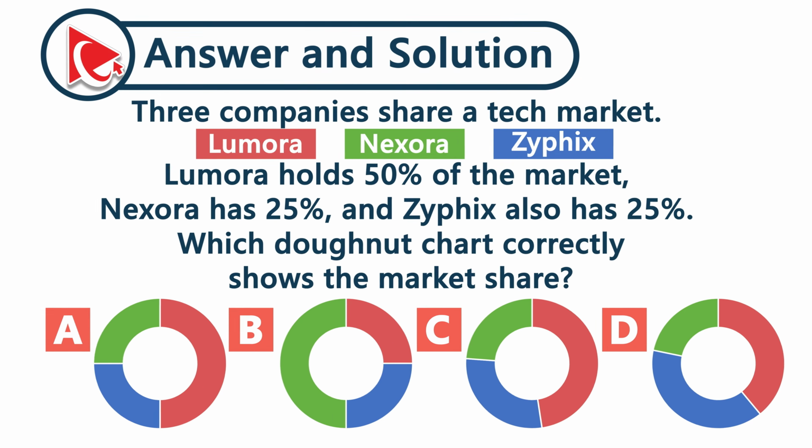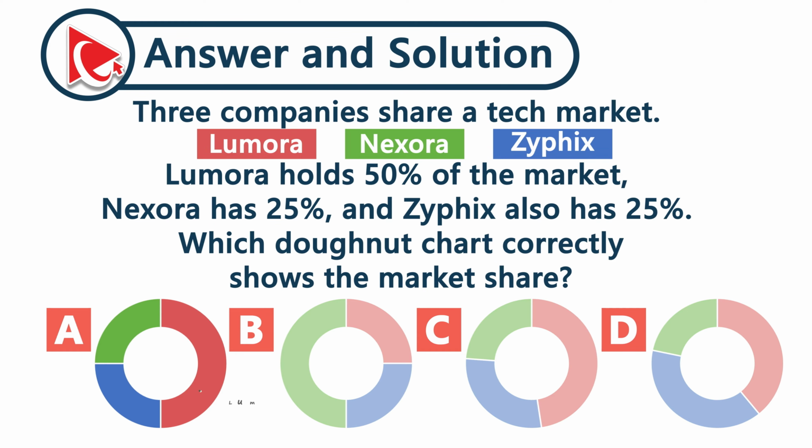Let's break it down. The question clearly states a 50-25-25 split. Only chart A shows half the circle for Lumora, and the remaining half evenly divided between Naxora and Zifix. So the correct answer here is choice A.